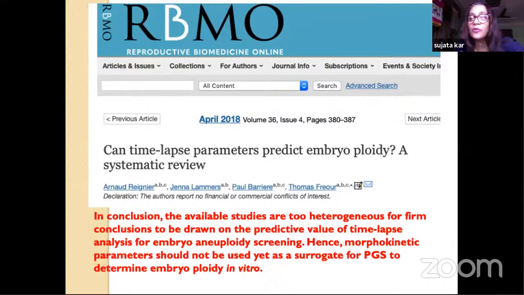This was the Cochrane review of 2019. Now, this was another very good review that tried to study if using time-lapse can help us in selecting a euploid embryo. Can it let it go without doing an embryo aneuploidy screening? So they also reported that morphokinetic parameters cannot be used as a surrogate to PGS to determine embryo ploidy in vitro.